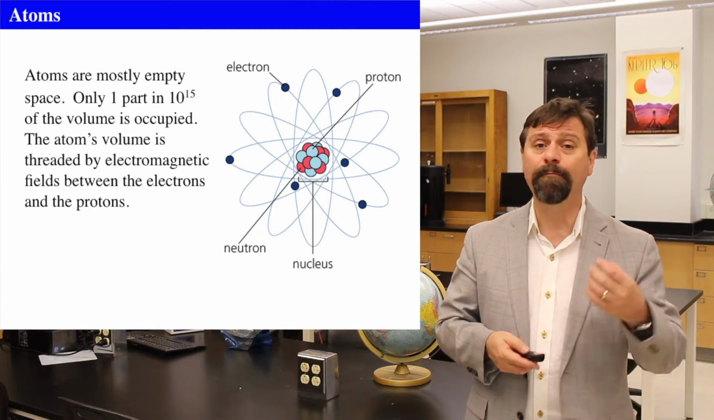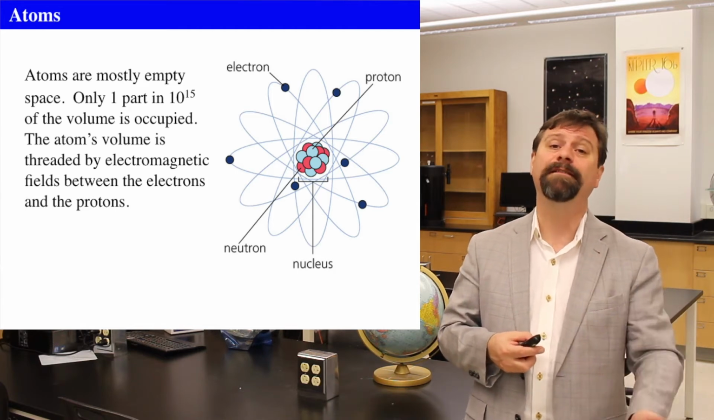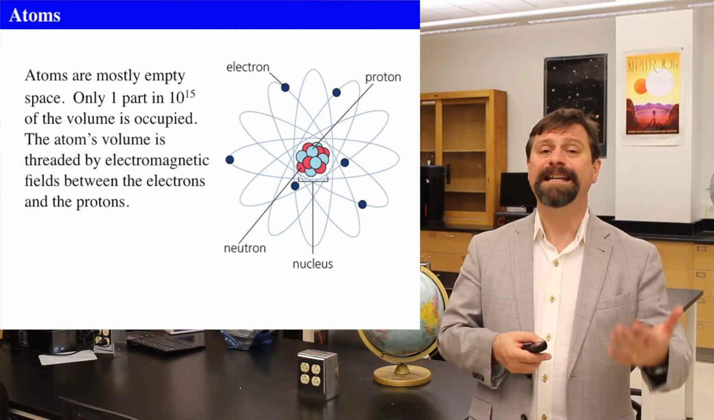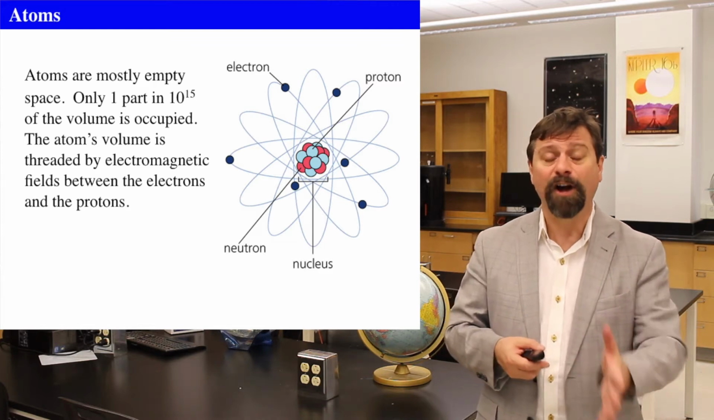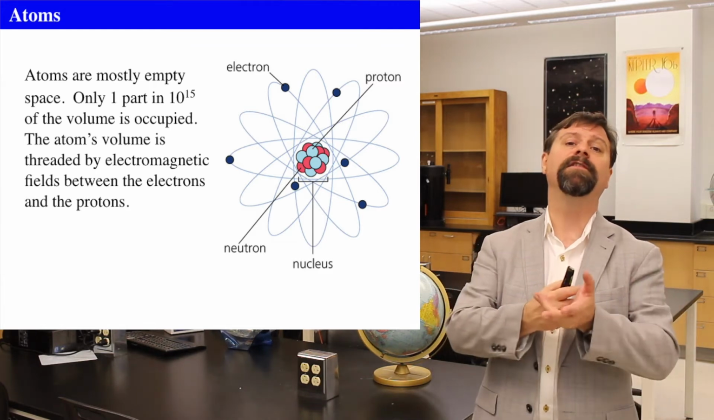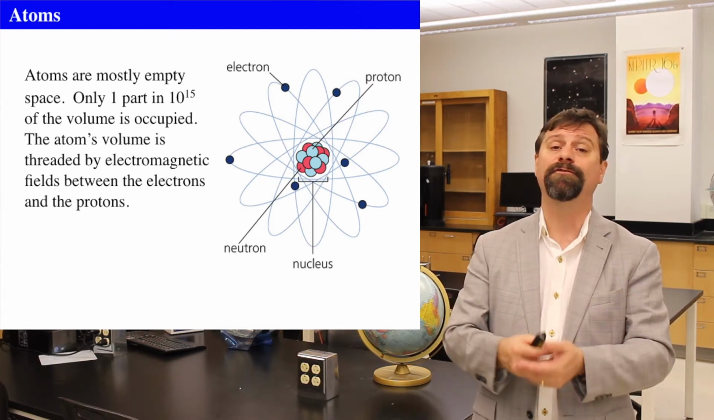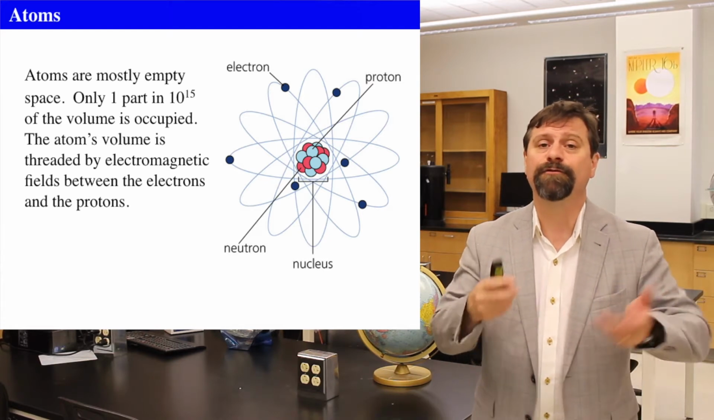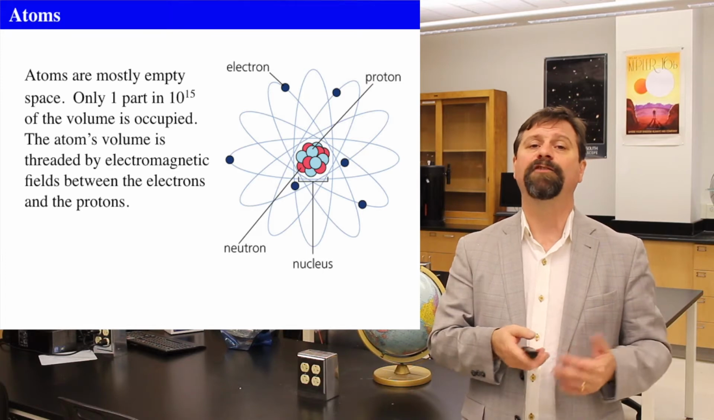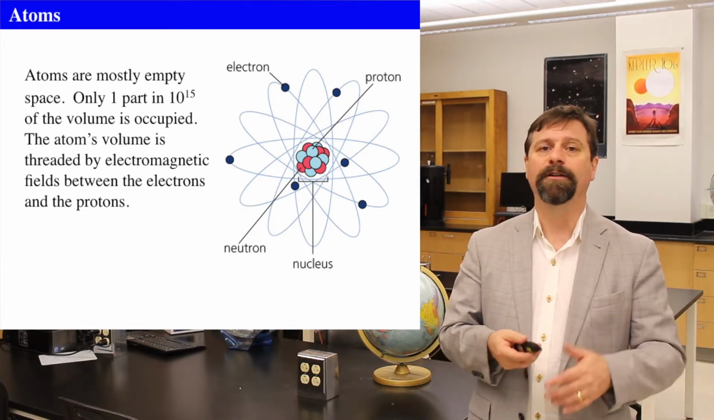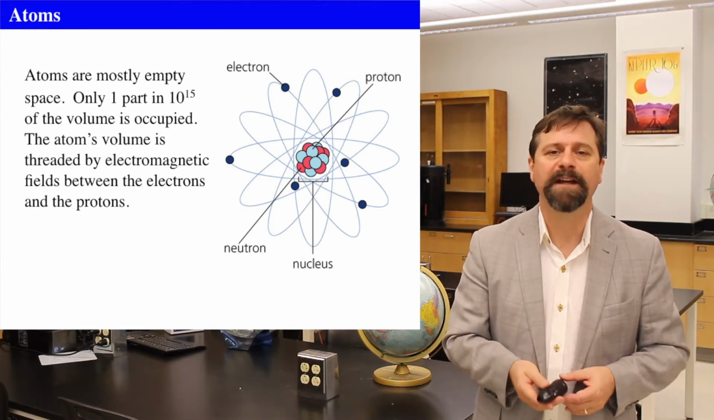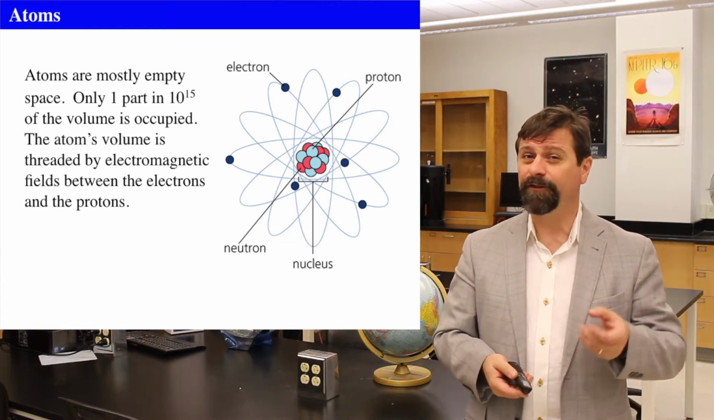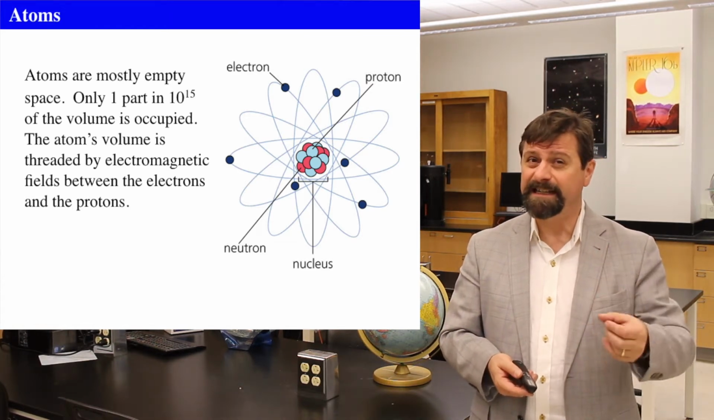In fact, only 1 part in 10 to the 15th of an atom is actually taken up by the matter of the atom. The rest is the fields of electromagnetism between the electron and the proton, the disturbed field that actually keeps the electron in place and tells the electrons where they are. In any event, this is really interesting because we think, well, how empty is it?